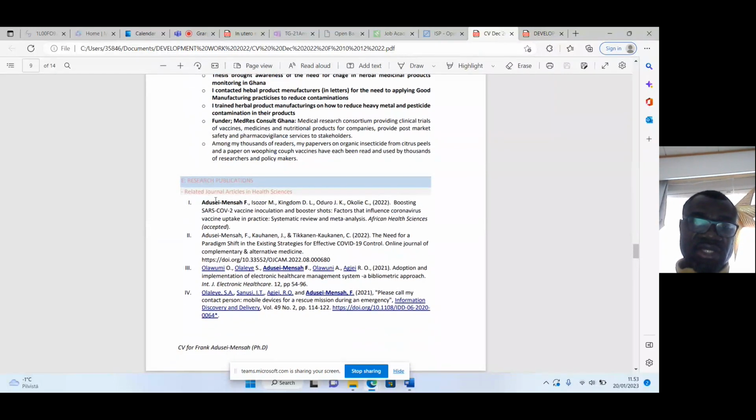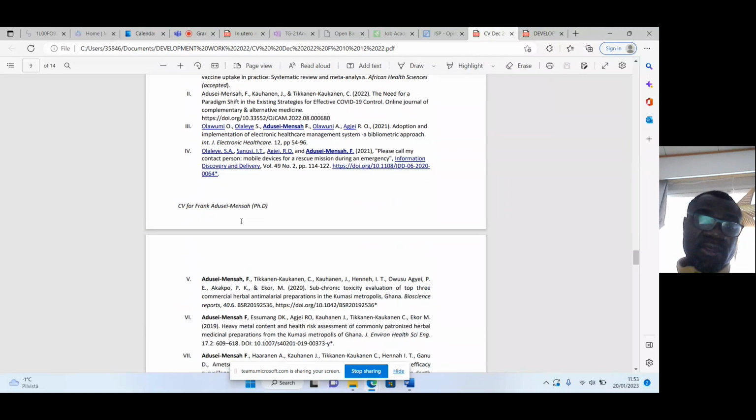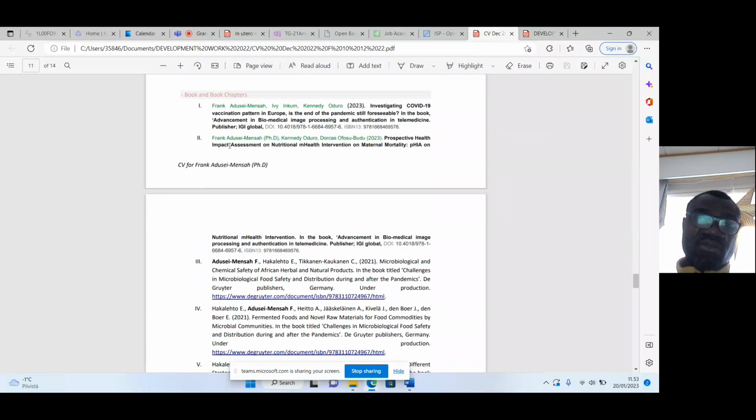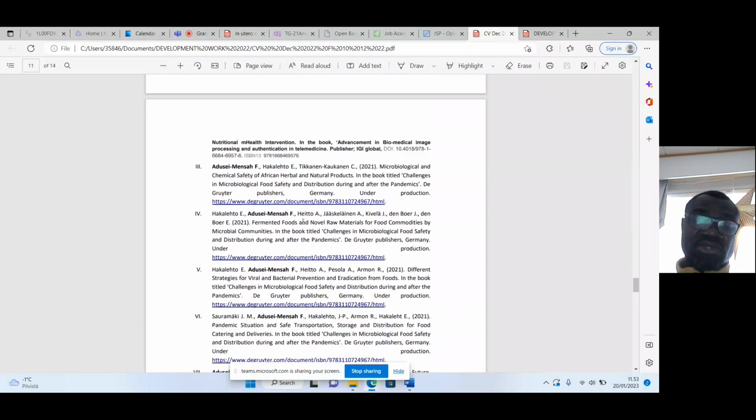So I try here also not to just put everything together. So we have related journal articles in health sciences. So these are a summary of it, but not all. And then we have preprints, citable preprints with DOI ID numbers, and these are there. And then we have book chapters, about 7 book chapters, and these also need to be outlined.